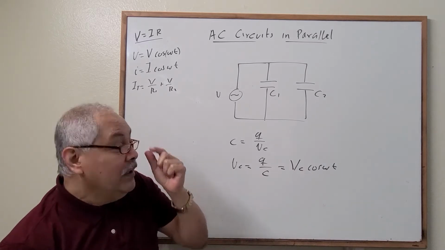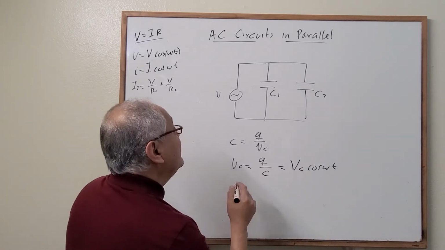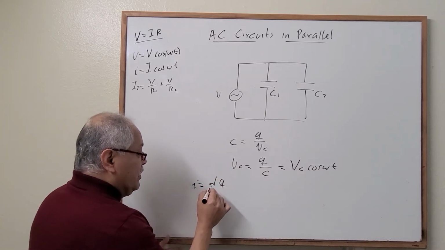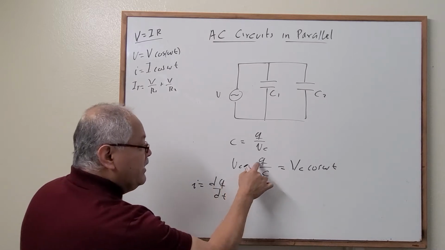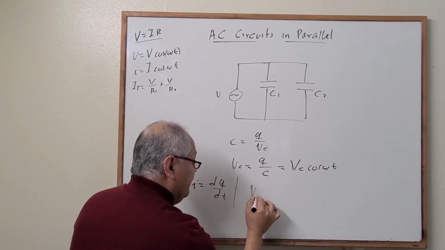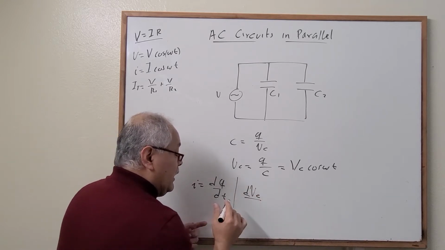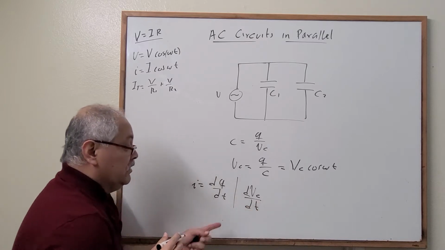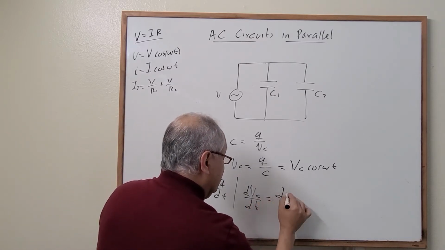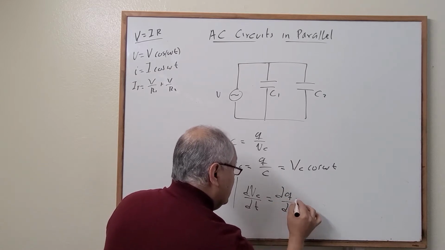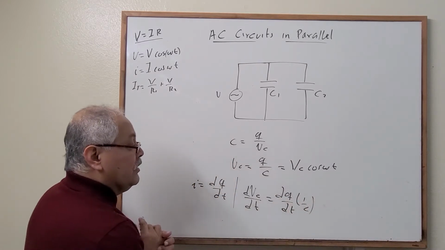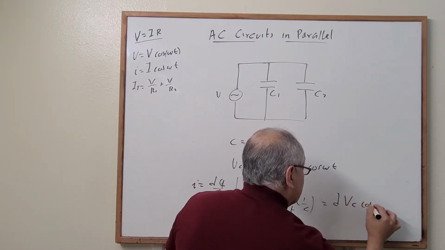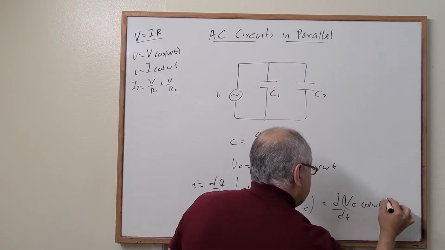What about current? Well, how do we define current? Remember that current is defined as the derivative of charge with respect to time. We have charge right here. Now let's do it this way. Let's find the derivative of this voltage to the capacitor, right? So it's equal to what? This derivative with respect to time, times 1 over C, equals the derivative of this quantity, cosine omega t, with respect to time.